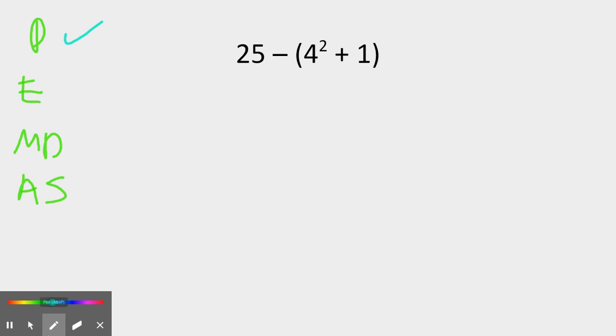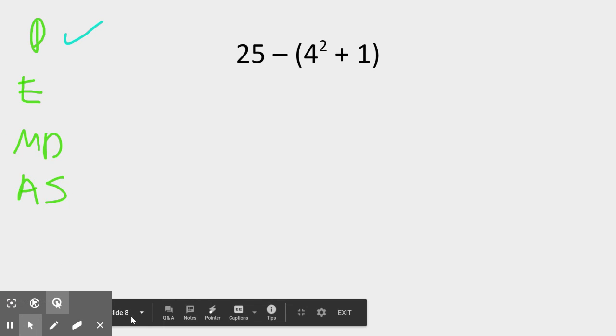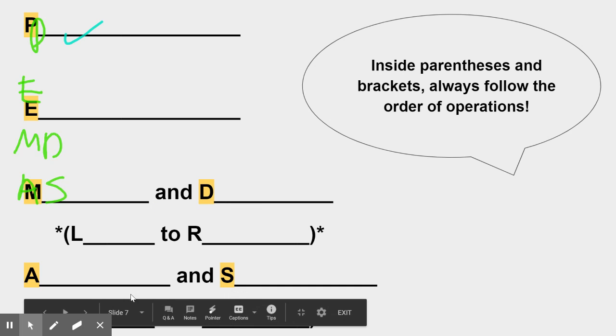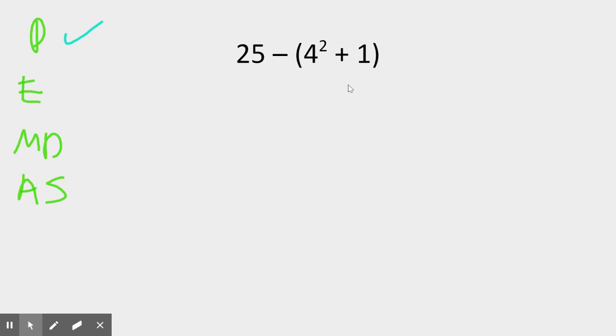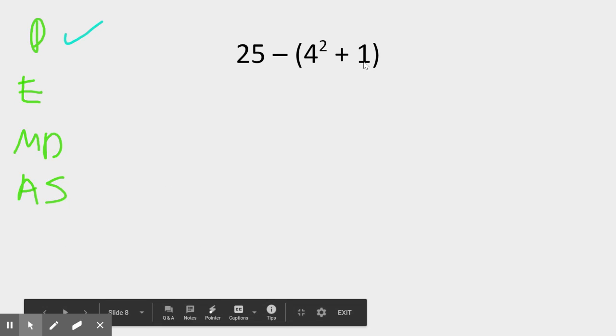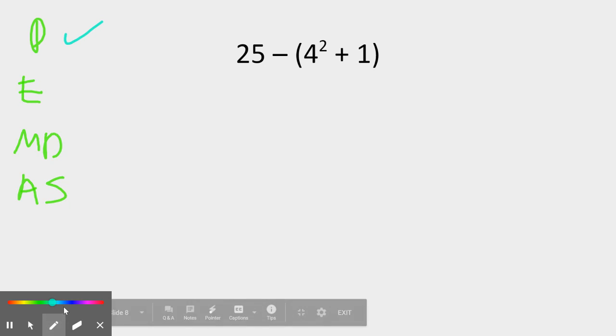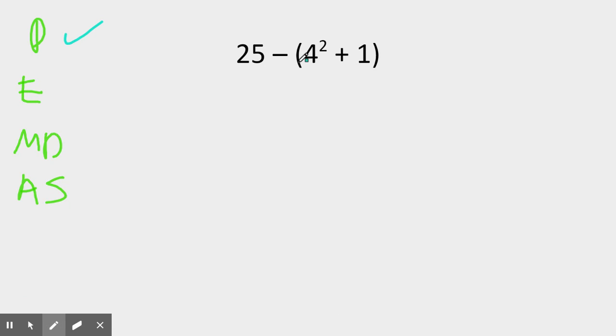Now remember, if we go back to our previous slide, when we are inside parentheses and brackets, always follow order of operations. So I still need to follow this process inside our parentheses. So I want to focus on this exponent, 4 squared. So I know 4 squared is the same as 4 times 4. And that's going to give me 16. So now I have 25 minus parentheses, 16 plus 1.